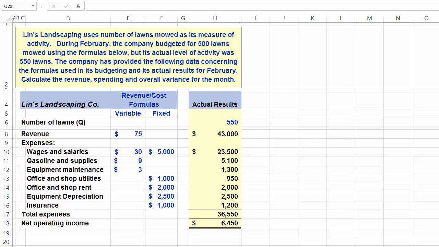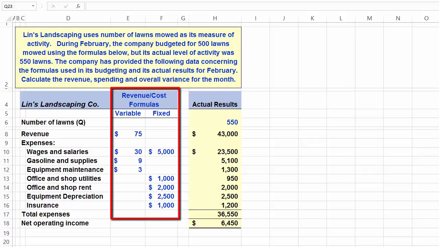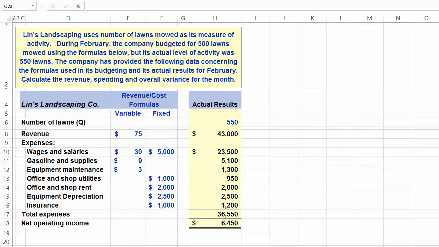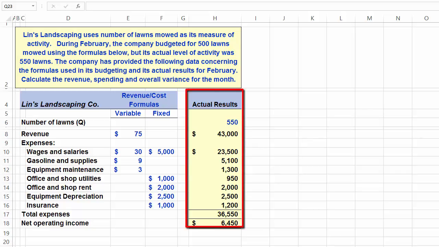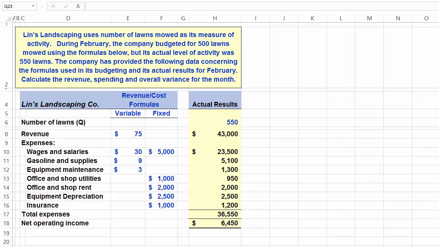So here's the problem. Lynn's landscaping uses the number of lawns mowed as its measure of activity. During February, the company budgeted for 500 lawns mowed using the formulas below, but its actual level of activity was 550 lawns, 50 lawns more than they originally budgeted. The company has provided the following data concerning the formulas used in its budgeting and its actual results for February. Calculate the revenue, spending, and overall variance for the month.